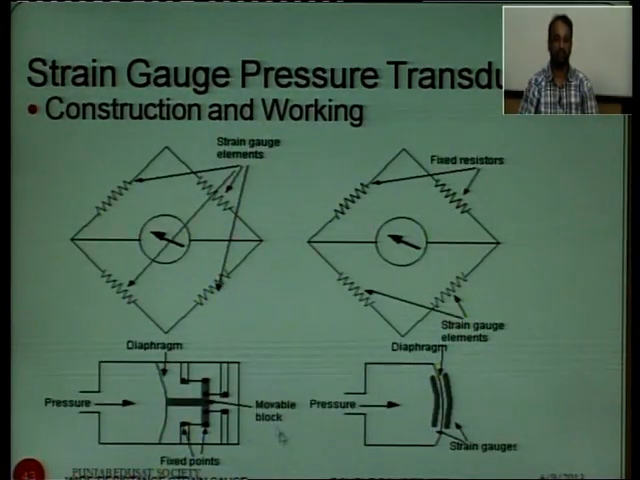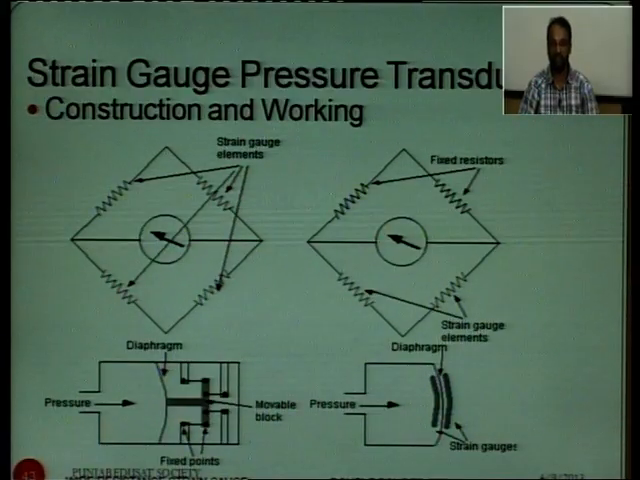These are some circuit diagrams of strain gauge pressure transducers. They are used in a bridge type of configuration. So, there is one fixed point and there is a movable block due to the strain. When pressure exerts on the diaphragm, this movable block moves, due to which there is a change in the value of resistance.